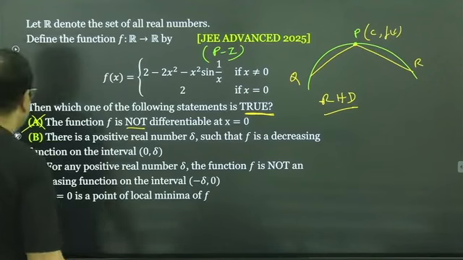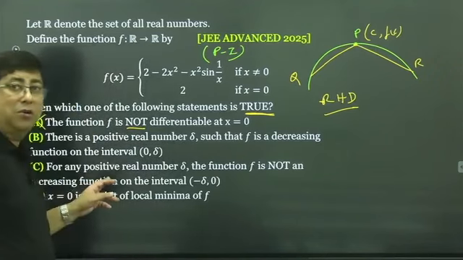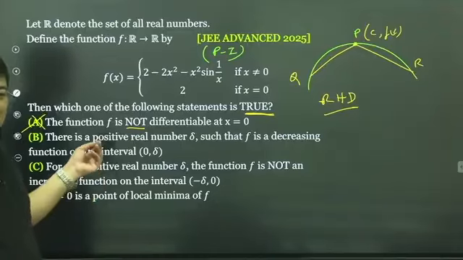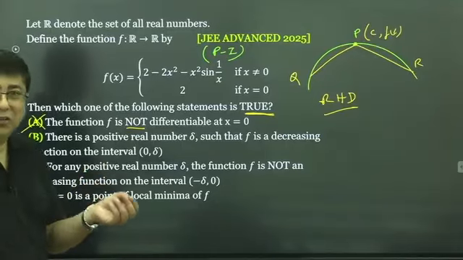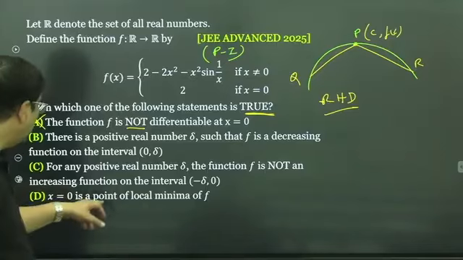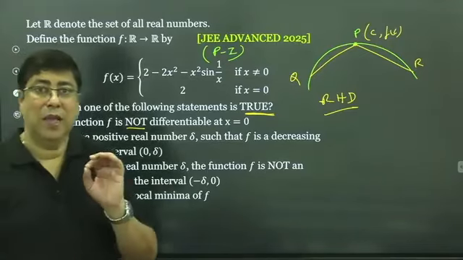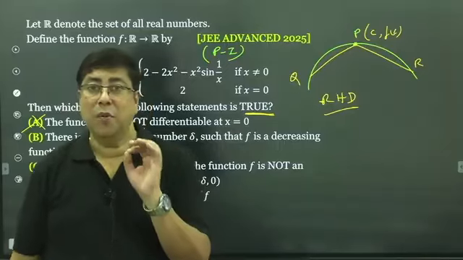Now I am going to the second and third, which is the controversial place, because everybody created the controversy, it is actually not controversial. And I am going to the last option: x equal to 0 is the point of local maxima. So let us think about the maxima and minima. What is the concept of maxima?